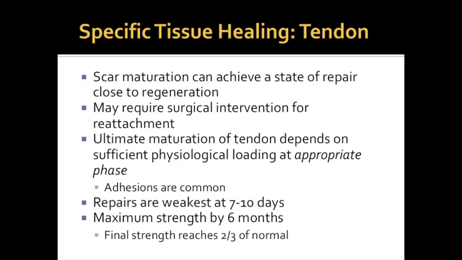However, tissue modeling continues to deposit large amounts of disorganized type 3 collagen. This is immature, it's randomly oriented, and it has limited strength. Tendons are very easy to damage again during the proliferation phase.